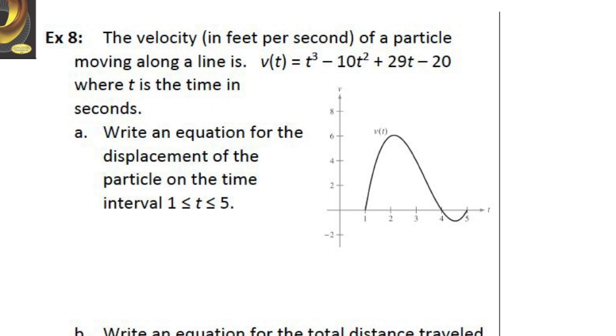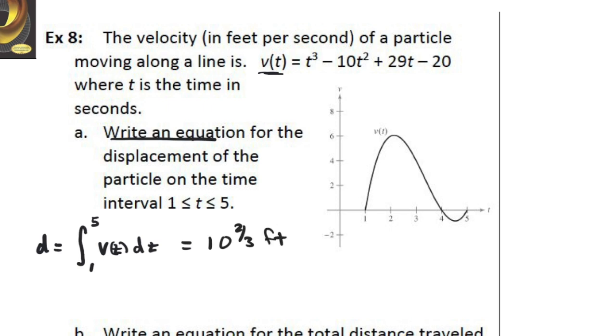For our next example, we're going to write an equation for displacement. As you'll recall, displacement is going to be the net change for your distance or your position function. So we're going to integrate from 1 to 5 for v of t, dt. When you write v of t, as long as it's been defined, you don't have to write down that whole equation over and over again. Use your calculator, practice with that, integrating, and you come up with 10 2/3 feet.